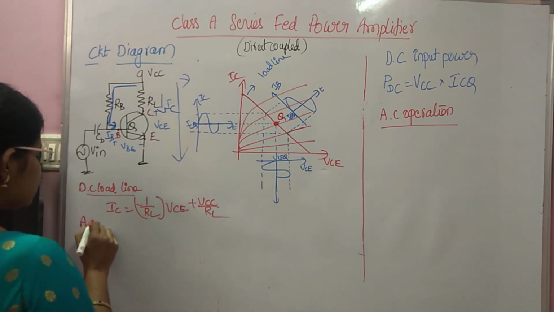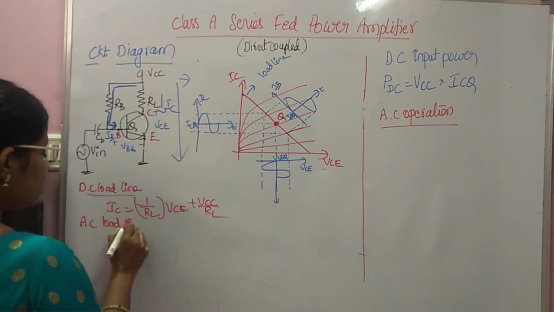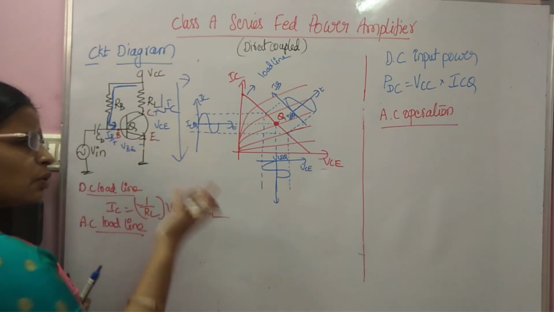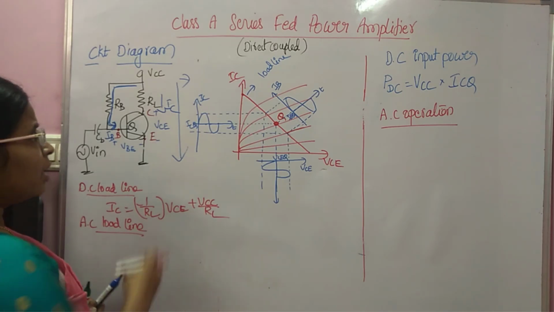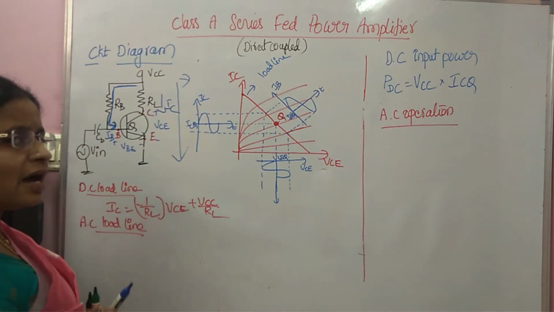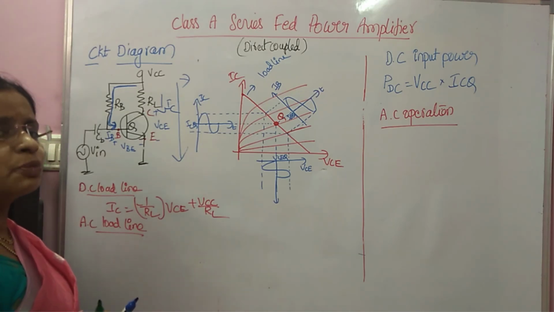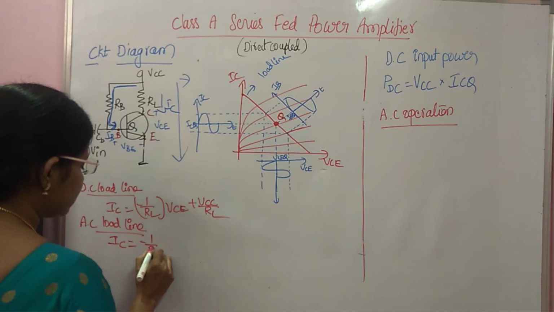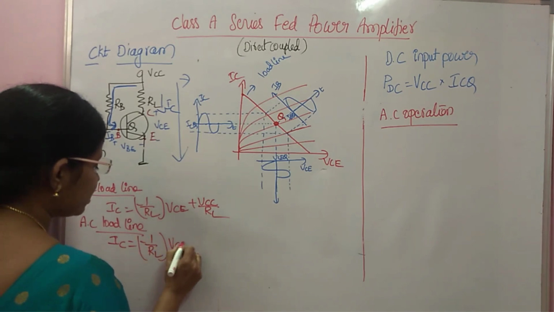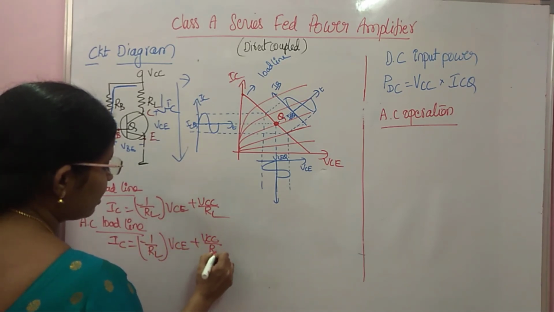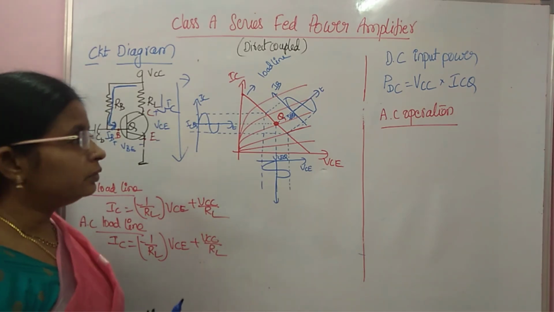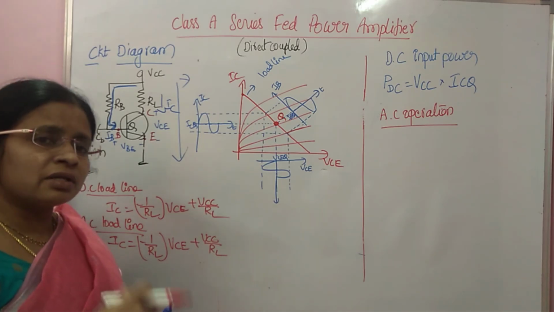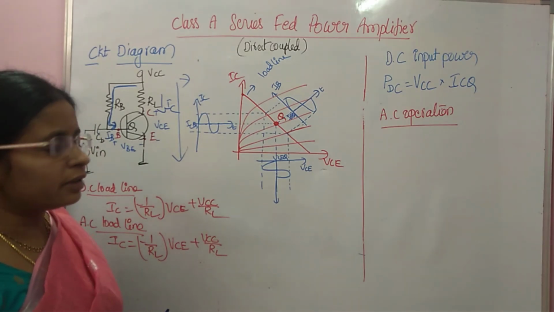What about the AC load line? Even after the application of the input signal, the circuit remains the same. Continuously the current IC is flowing through RL. So there is no change in the expression of the load line. Hence, the AC load line is also IC is minus 1 by RL into VCE plus VCC by RL. So that is the reason I am calling this line the load line. It is the DC load line as well as the AC load line.